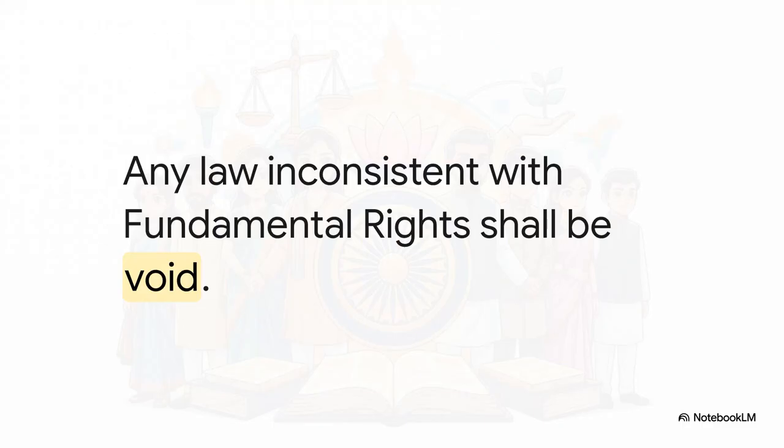And how exactly are those rights enforced? Well, that happens through Article 13, which states that any law inconsistent with or in derogation of fundamental rights shall be void. Think of Article 13 as the ultimate uncompromising bouncer of the House. If a new piece of legislation tries to sneak in and violate your freedom of speech or your right to equality, Article 13 is the bouncer at the door that just tosses it right out into the street. It automatically makes that violating law completely void, no questions asked.